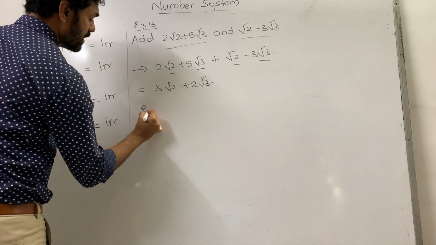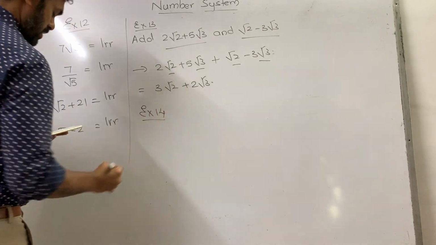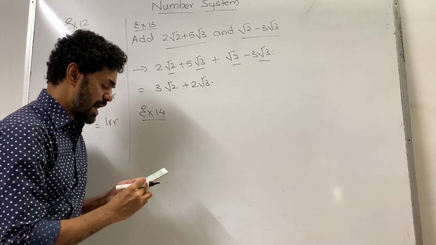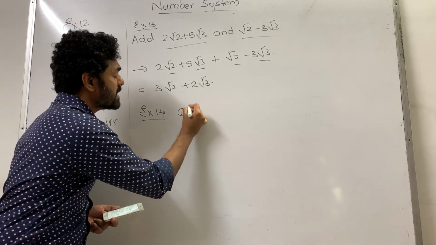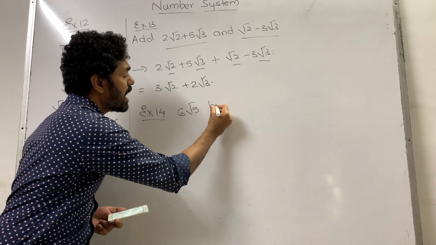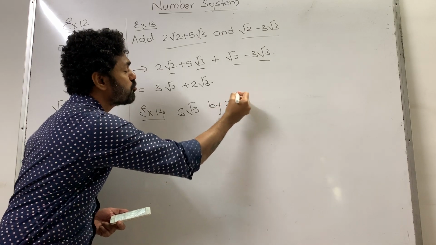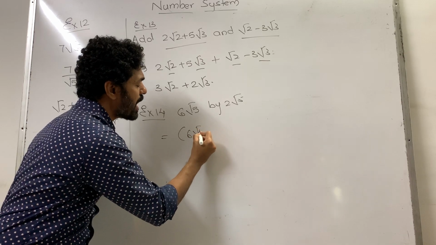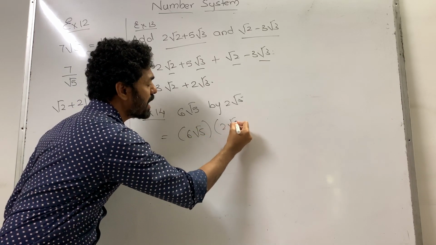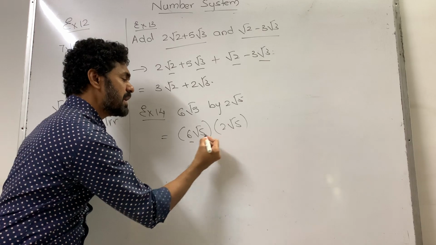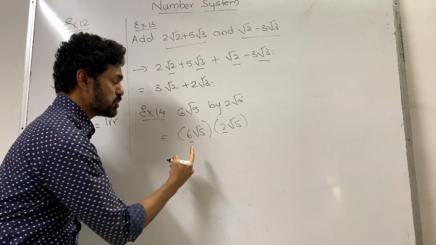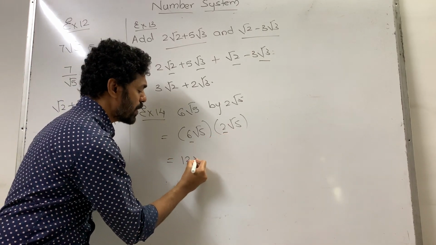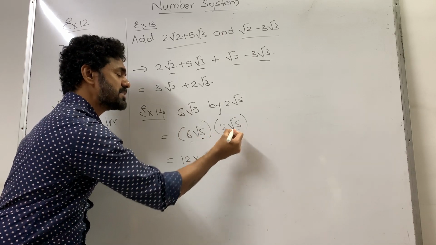That was example 13. In example 14, we have to multiply 6 root 5 by 2 root 5. You have to multiply these two. On multiplication, 6 root 5 and 2 root 5. How do we multiply them? You will multiply the rational and rational terms. So what is 6 into 2? 12. And multiply the irrational and irrational part.